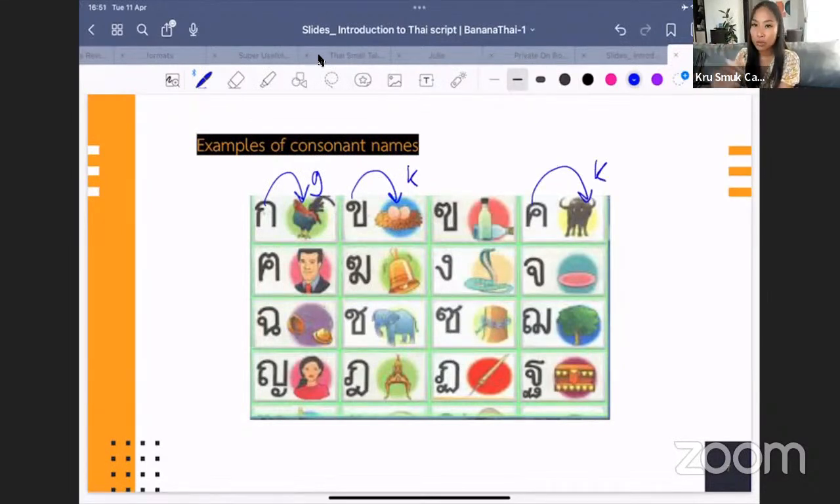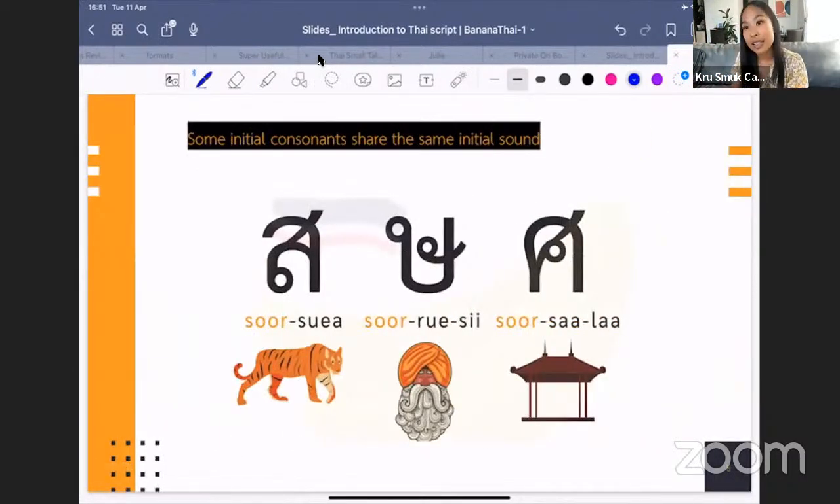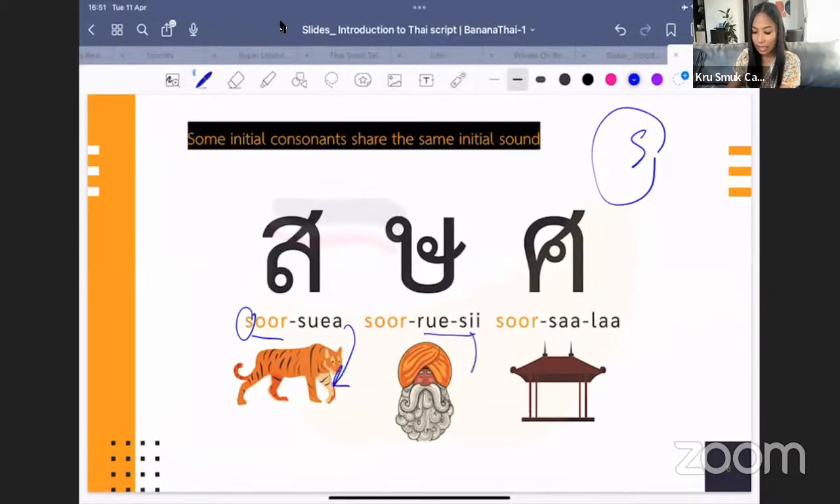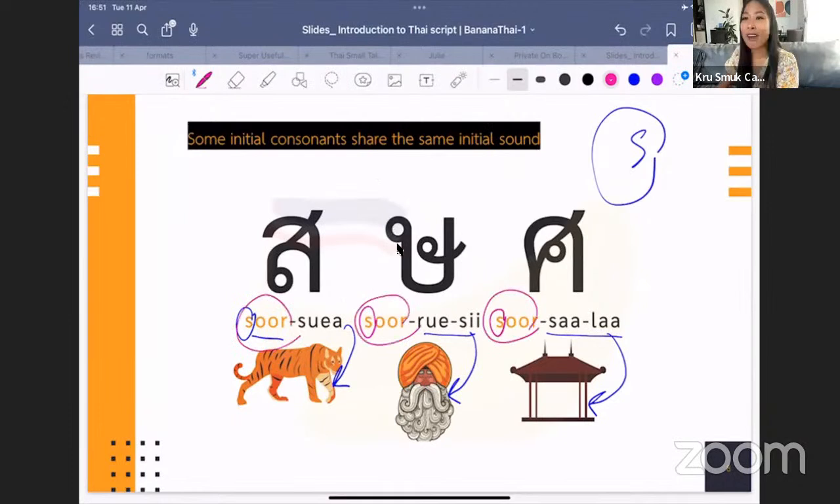Well, if you don't follow or remember all these, no worries, just see the overview. So as I mentioned before, there are a few consonants that share the same initial consonant sound. These are examples for you. All of these consonants share the same initial consonant sound. For example, the first one is สอ: สอ เสือ, tiger; สอ ฤาษี, which is hermit; สอ ศาลา, which is a pavilion. So as you can see, all of them share the same saw sound, right? But if you just say saw, you don't know which saw unless you call it by the correct full name.